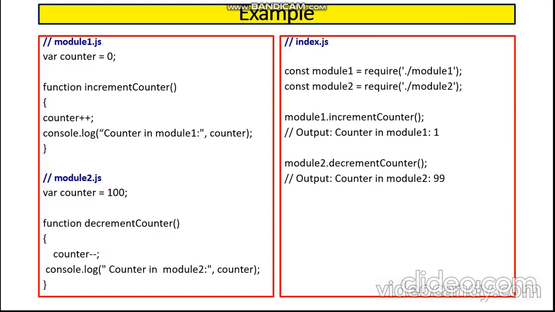Now we're talking about our second file, module2.js. Here I am creating one variable, counter, and it is initialized with 100. Also here I am creating a function, decrementCounter. Inside this function we decrement the counter value and this value will be shown using console.log. Now if you observe these files, in this file I am creating a counter variable.